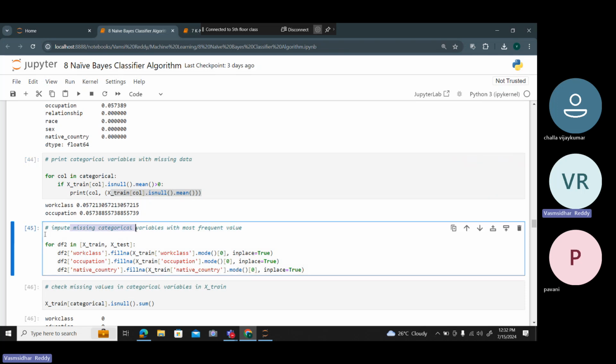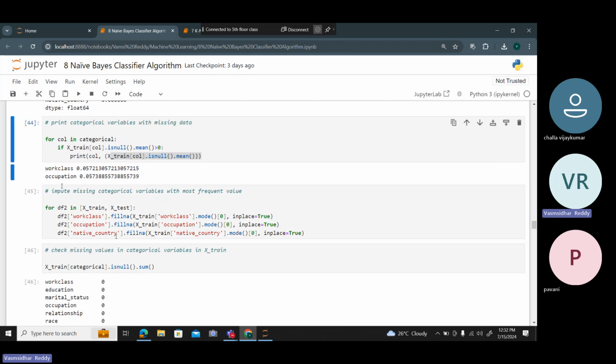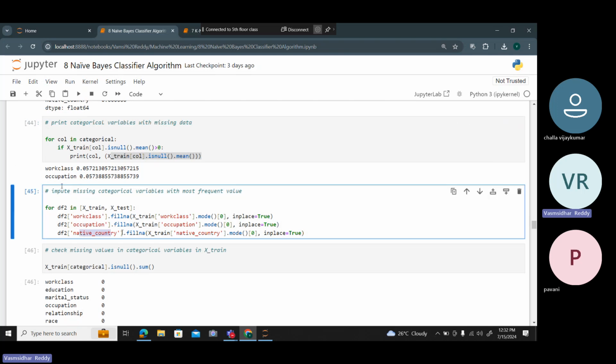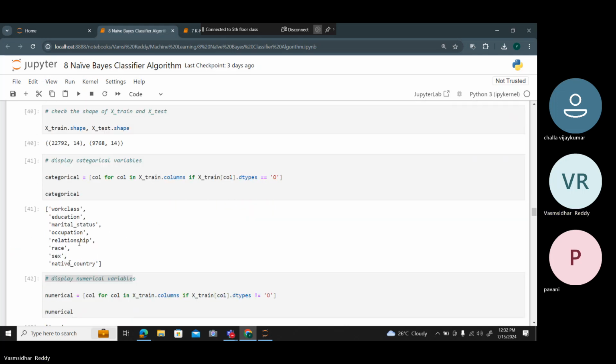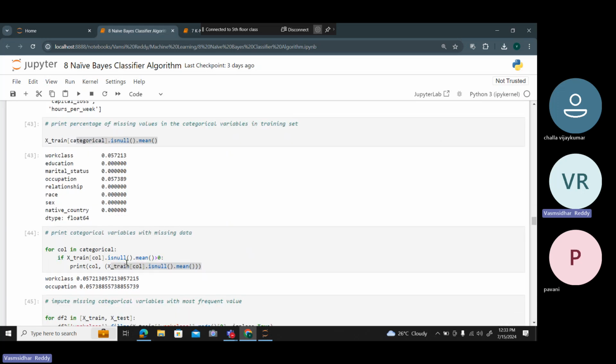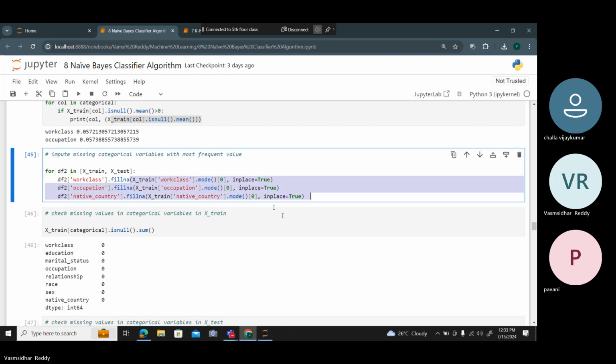Now impute the missing categorical values with the most frequently occurring value. From df2, this is another variable, X train and y train, and I am filling the entire category. Work class has null values, occupation has null values, and one more is native country. Native country is present, but I think it has rare null values, that's why it's not showing. So we need to replace them with the most frequently occurring value.